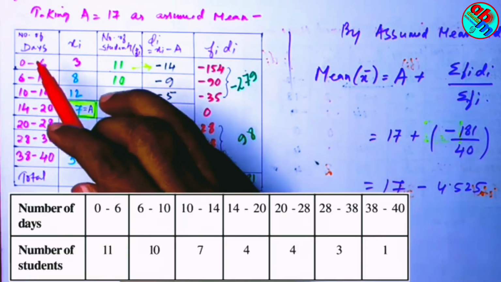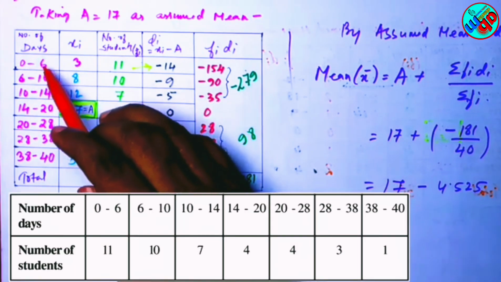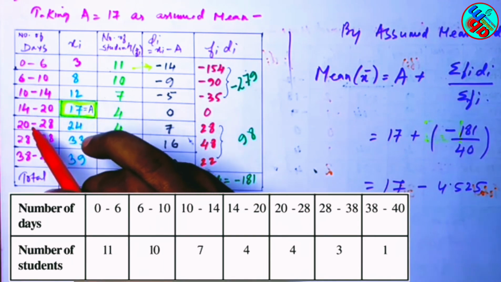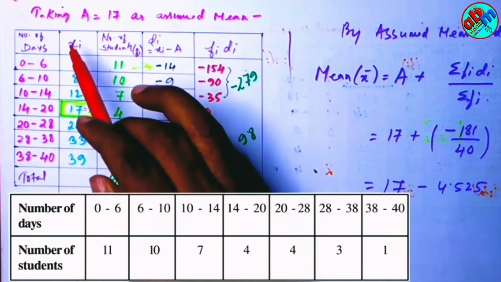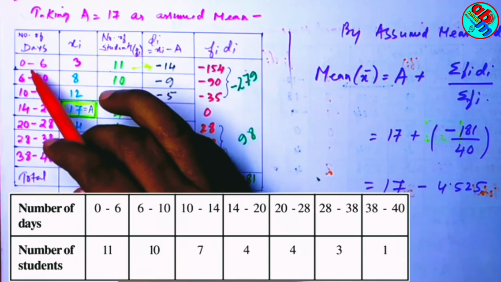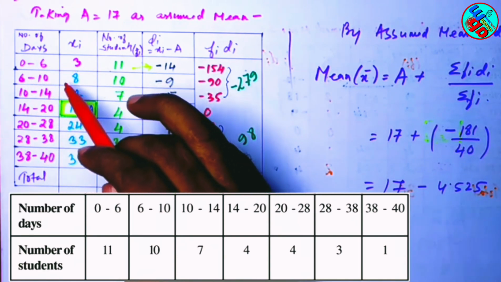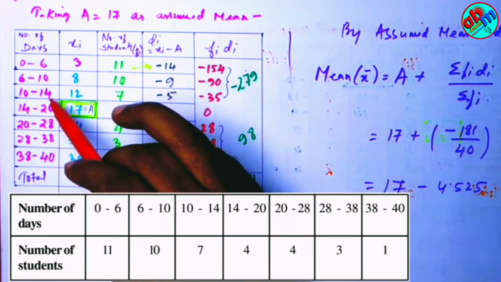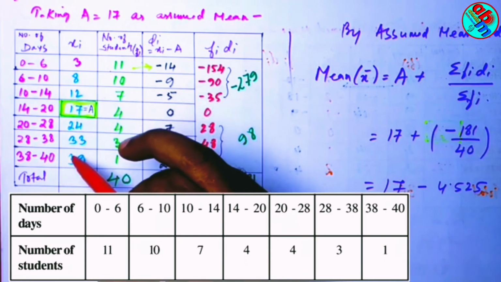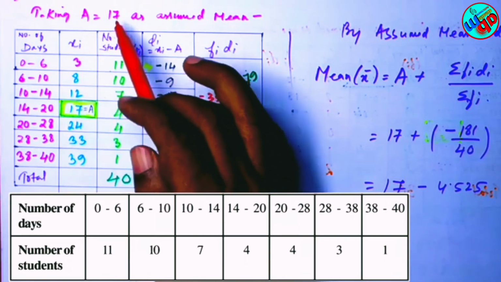Here we made the table. Number of days are 0 to 6, 6 to 10, 10 to 14, 14 to 20, 20 to 28, 28 to 38, 38 to 40. We found out the xi, the class mark of each interval. 0 plus 6 is 6, divided by 2 is 3. 6 plus 10 is 16, divided by 2 is 8. 10 plus 14 is 24, divided by 2 is 12. Likewise, we got the rest, and we choose 17 as the assumed mean.